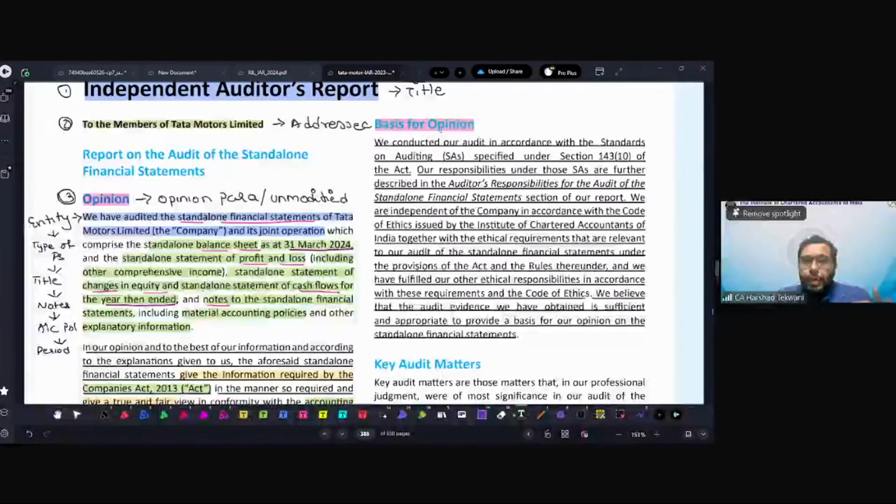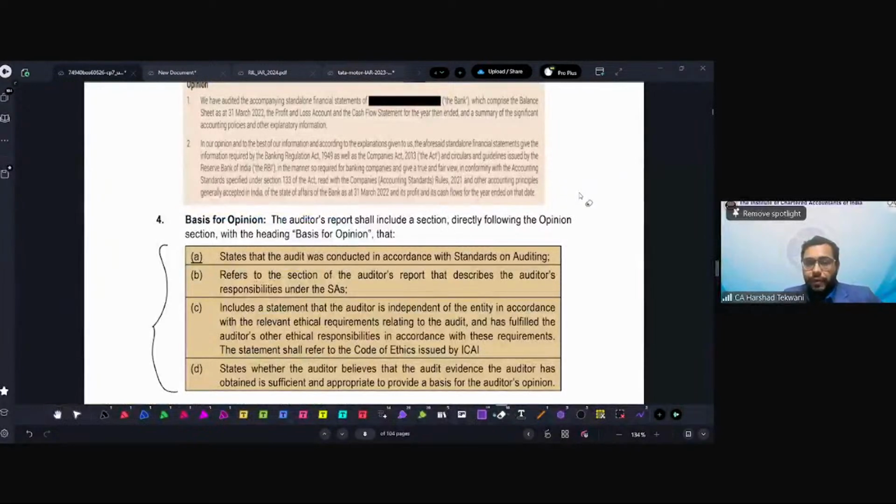So what is the requirement for the basis of opinion paragraph? First of all, even the heading. The heading should be Basis of Opinion. Now this heading will change according to the opinion type. If this had been a modified opinion, then I would have written Basis for Qualified Opinion or Basis for Adverse Opinion, and so on.